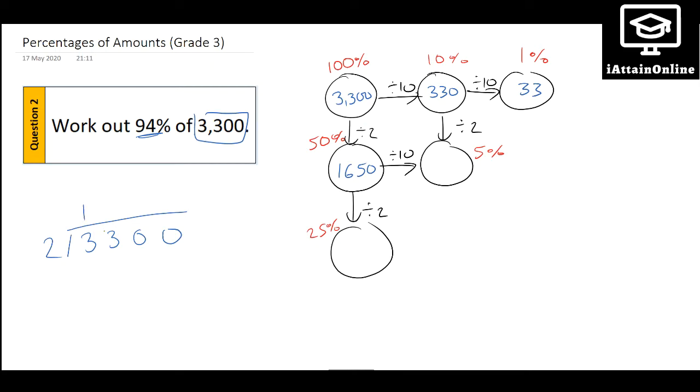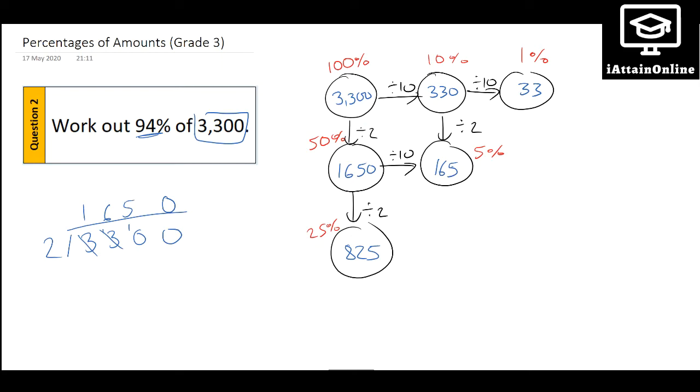2's going to 3 once with 1 left over. 2's going to 13 6 times with 1 left over. 2's going to 10 5 times with nothing left over. And 2's going to 0 0 times. So that's 1,650. Okay, now to half that again, we're going to get 825, and you can use the bus stop method again if you need to. And then to get this bubble here, we can either do 330 divided by 2, or I could do 1,650 divided by 10. Either way, I get 165.